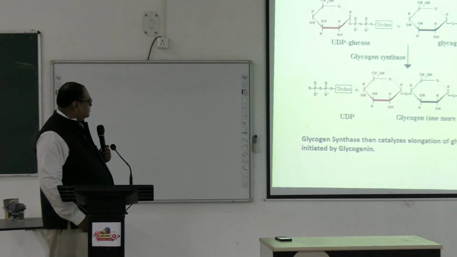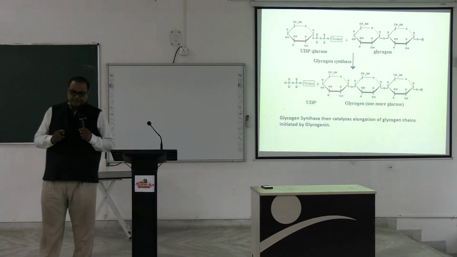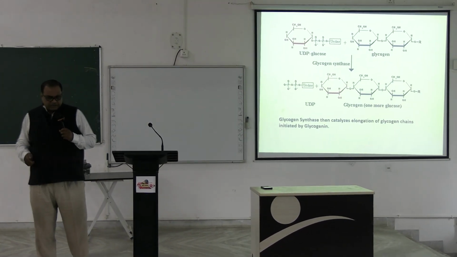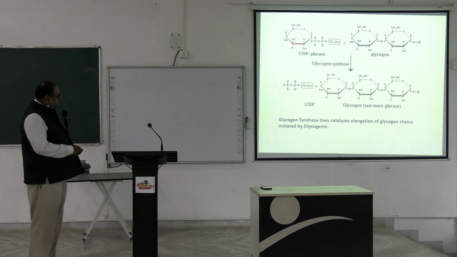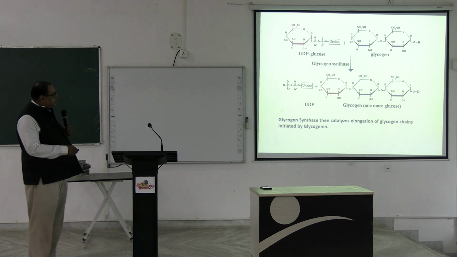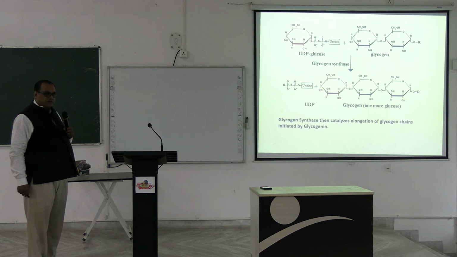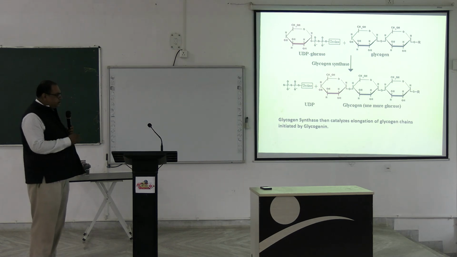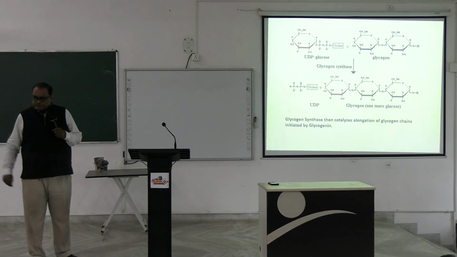So, the glycogen molecule thus formed goes on increasing its size by attachment of one glucose unit at a time with the help of glycogen synthase. It will go on attaching one UDP glucose and UDP will be released and glucose will be attached to the glycogen primer. This is glycogen with n number of residues; on addition of UDP glucose, this red color glucose is attached. Now it has become glycogen with n plus 1 number of glucose units, and this reaction will continue until it forms a very long chain, say around 10 to 12 glucose units.